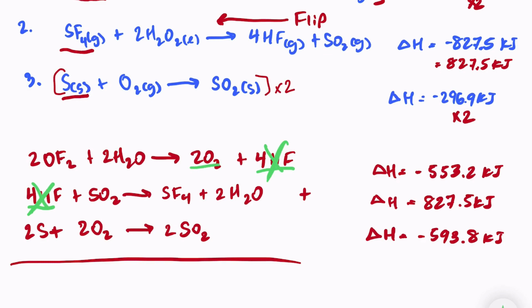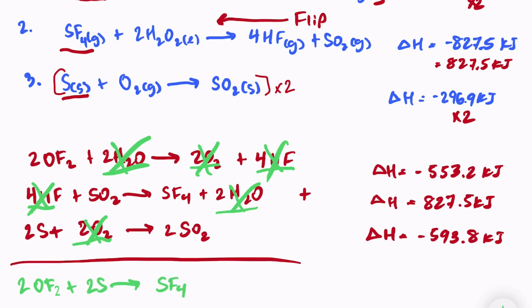We have 2O2 on the product side here and 2O2 on the reactant side here. 2 minus 2 is 0, so we're kicking those out of the equation as well. We have 2H2O on either side of the equation, so those also get kicked out. Now I'm just left with 2OF2 plus 2S yields SF4 plus 2SO2.